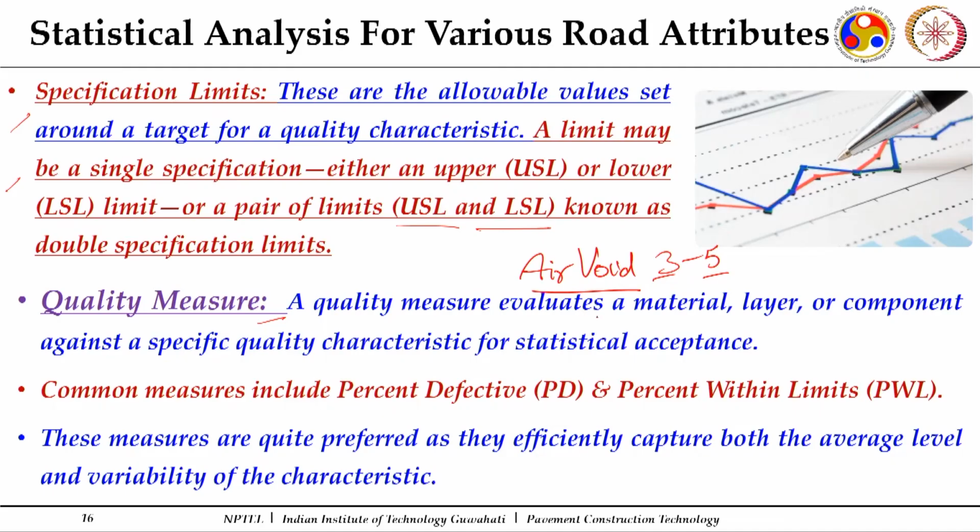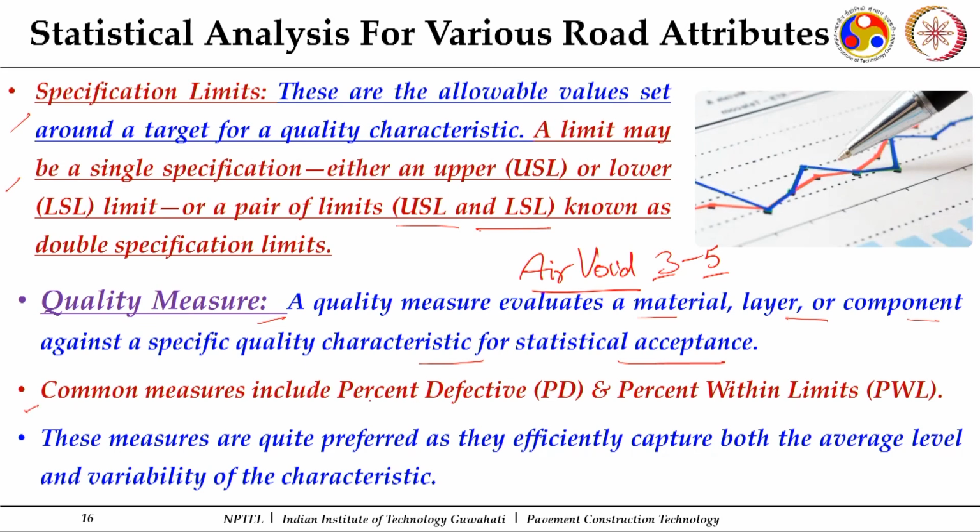So, a quality measure evaluates a material, layer or a component against a specific quality. So, we can measure a quality of a particular work in terms of different attributes or different characteristics. It may be meeting one characteristic, but may not be meeting the other characteristics. So, you should be well aware one particular work is to be ensured in terms of what characteristics. And finally, we need to go for the statistical acceptance.